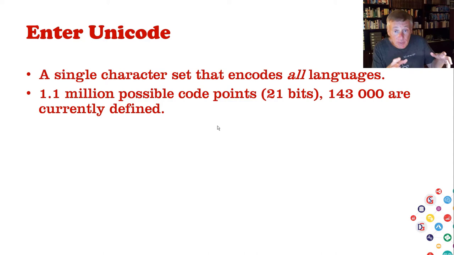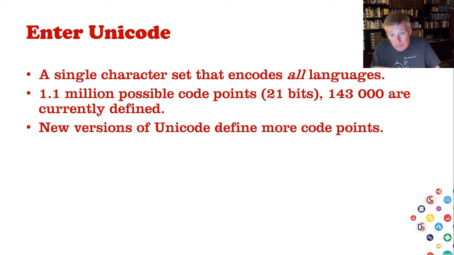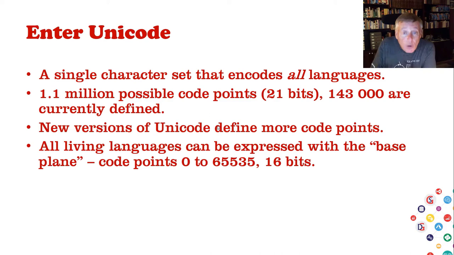The way Unicode is defined, there are 1.1 million possible code points in 21 bits. And today, 143,000 are currently defined. And new versions of Unicode come out every once in a while with more and more code points. Now, one thing you should know is that all living languages can be expressed within the so-called base plane, the code points from 0 to 65535, 16 bits. So if you have been thinking of Unicode as a 16-bit character set, there is some reason for that, because most of the time you will use characters from this base plane.